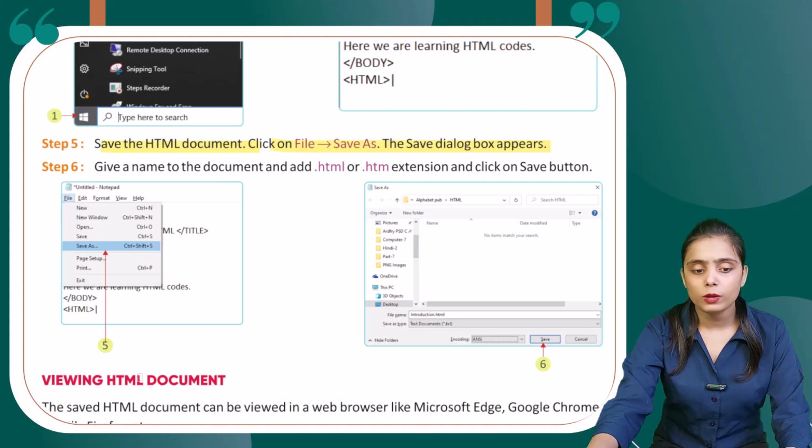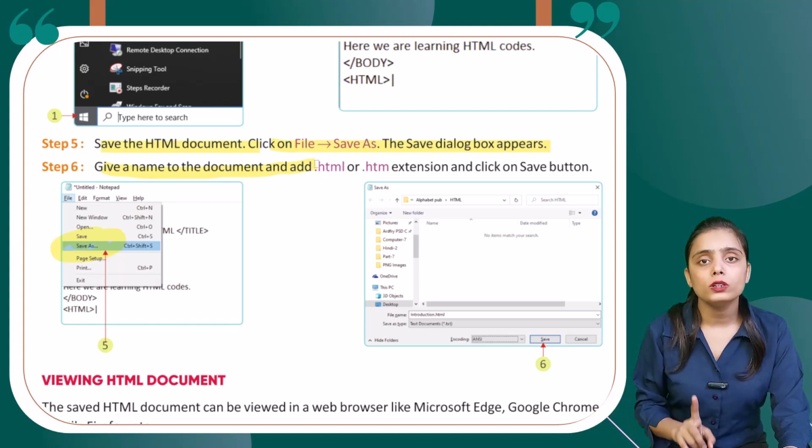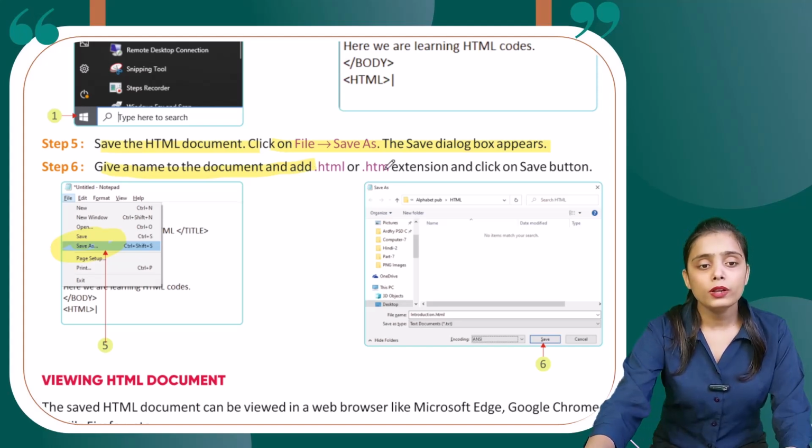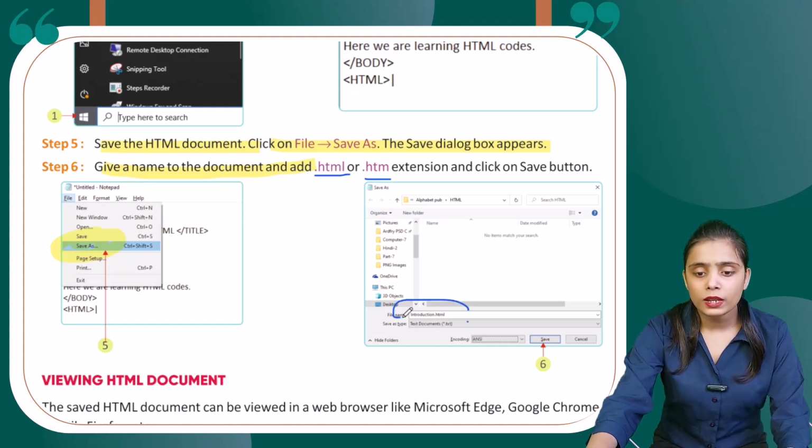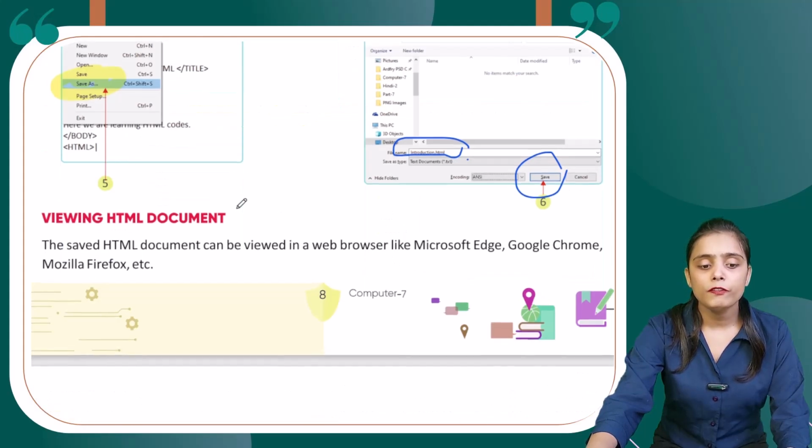The save as dialog box appears. Here you can see save as. After clicking on it, give a name to the document, but do not forget to add .html or .htm. Okay, here you can see .html or .htm. This is the mandatory extension because इसके बिना आपकी जो फाइल है वो HTML फाइल नहीं है. Okay, and you can't see in your browser how it will look. So यहाँ पे आप ध्यान से देखें, introduction .html करके आप save पे click कर दें.